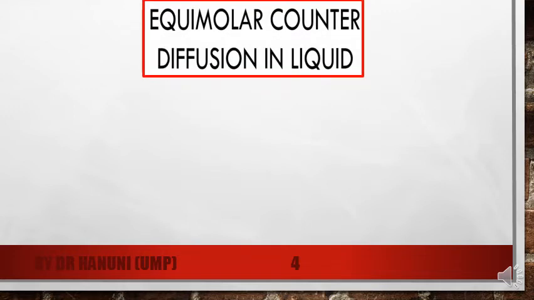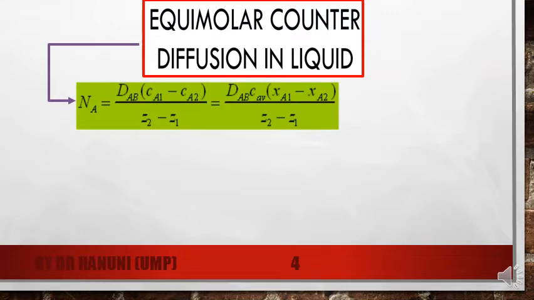Okay, for equimolar counter diffusion in liquid, the mechanism is the same as in gas diffusion, in that the movement or the flux can occur in both directions. Alright, and this is the general formula for equimolar counter diffusion in liquid. If you still remember, this is actually the general term for mass transfer. It happens due to the difference in concentration.